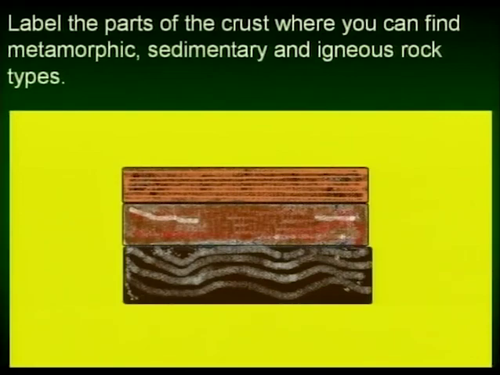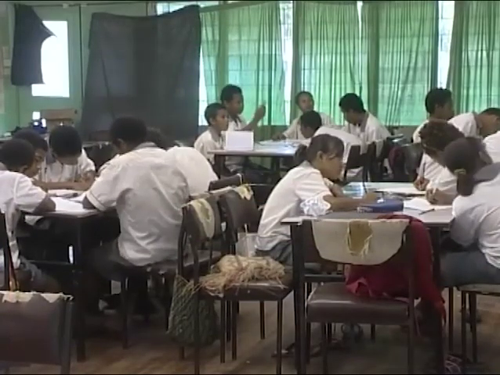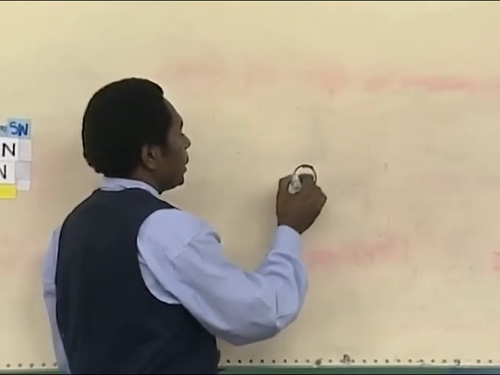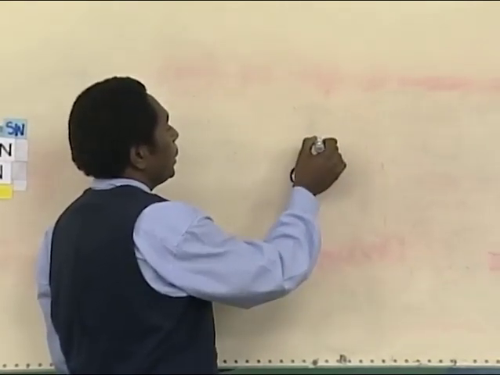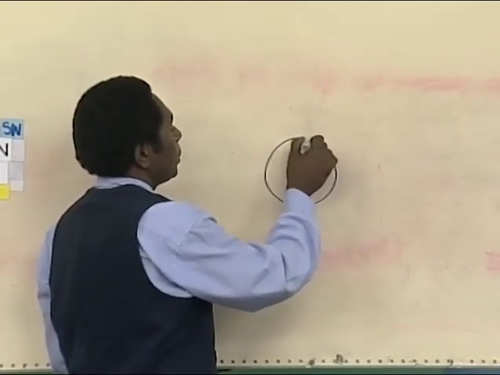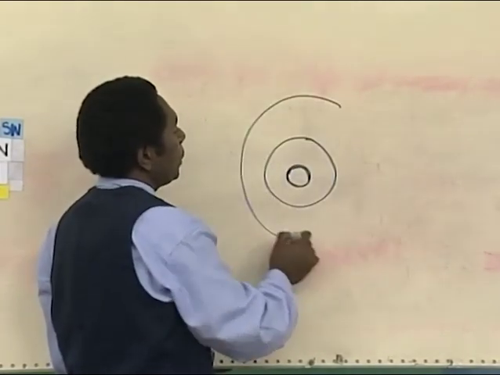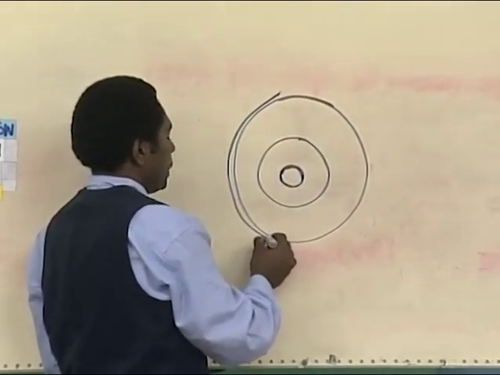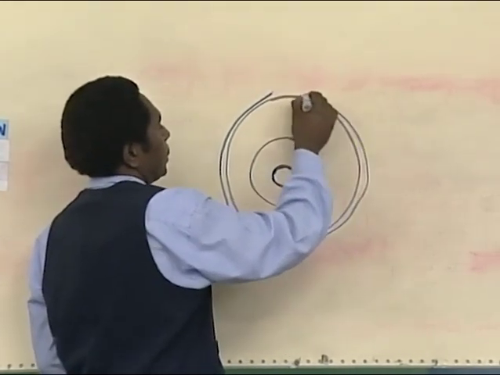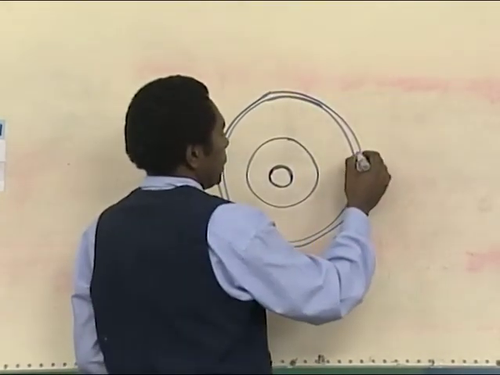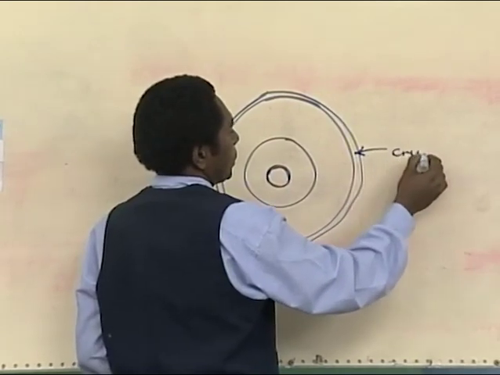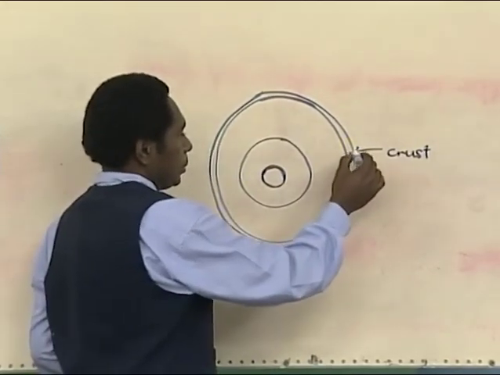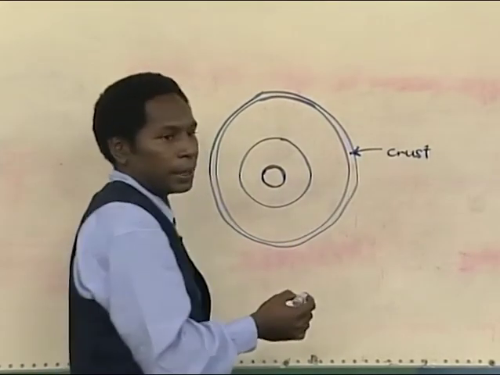Right, class and the receiving students, it seems like some of you are still confused. See, if this is the earth, we have the core there. Then we have the outer core. We have the mantle. And right outside there we have the crust. So that's where the crust is. You have the crust on the ground.